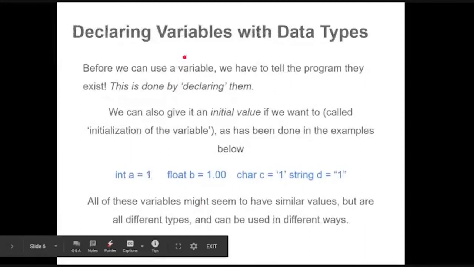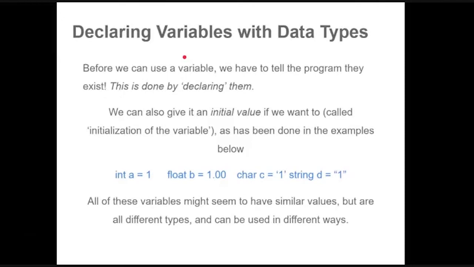Now, before we can use a variable, we have to tell the program that they exist. This is done by declaring them. We can also give it an initial value if we want to, called the initialization of the variable, as has been done in the examples below.